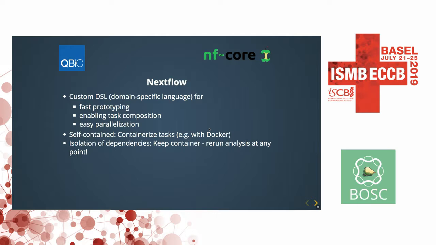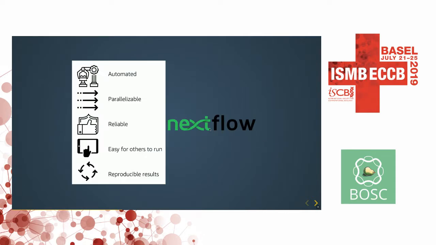It's quite nice that you can also self-contain individual tasks, so you can have a Docker container, for example, bundling software dependencies for specific tasks or for the entire pipeline itself. The isolation of such dependencies is relatively easy compared to what we've been doing before we came up with using Nextflow. And you can keep these containers, of course. That's the easy part about it. It's completely automated. You can automate the entire pipeline structure that you want to have. You can parallelize everything. It's quite reliable, to be honest.